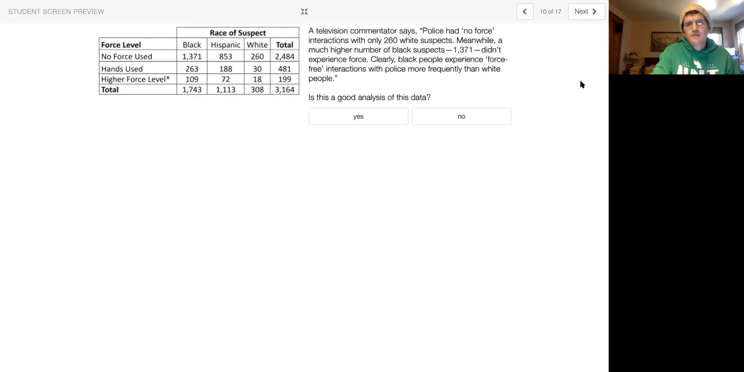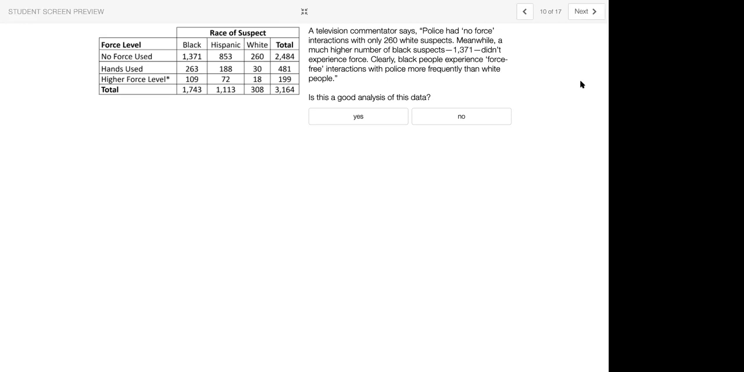Okay, so here's one possible way of reading the data that says police had no force interactions with only 260 white suspects. Meanwhile, a much higher number of black suspects, 1,371, didn't experience force. Clearly, black people experience force-free interactions with police more frequently than white people. Now, you could answer two different questions. Is that accurate, and is it a good analysis? So is that an accurate observation?